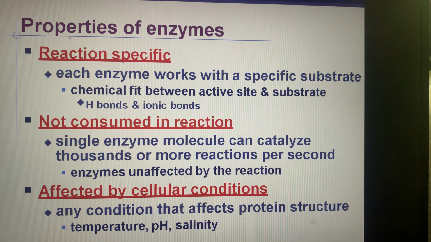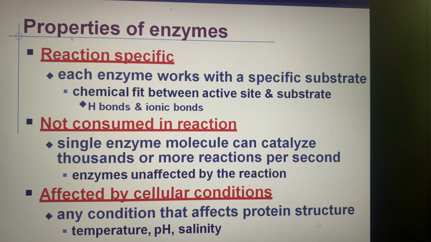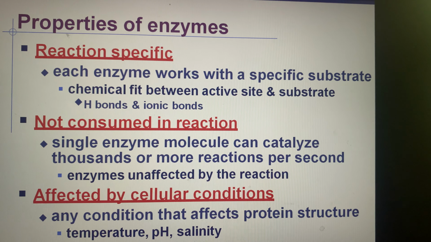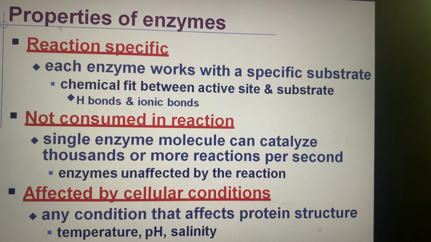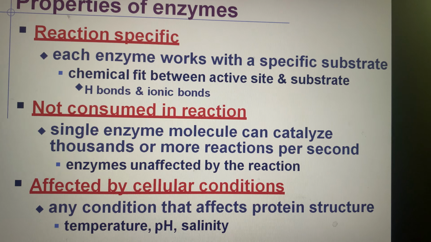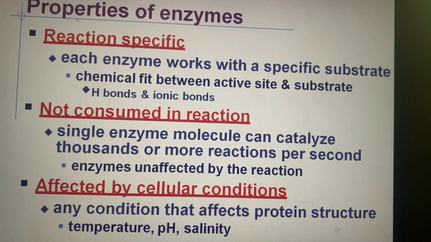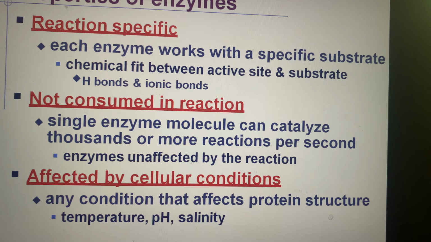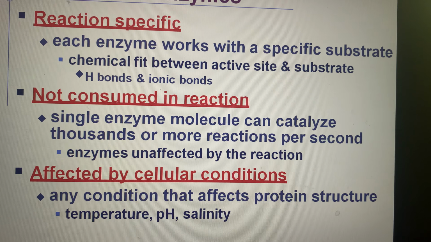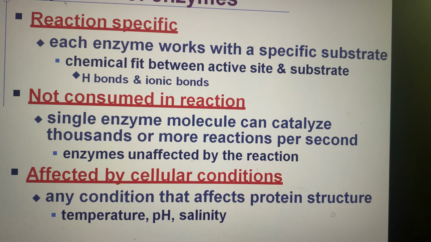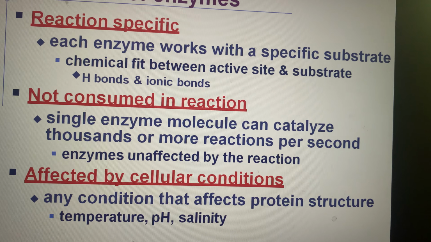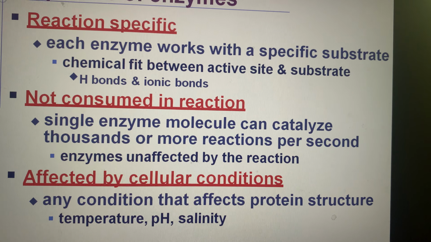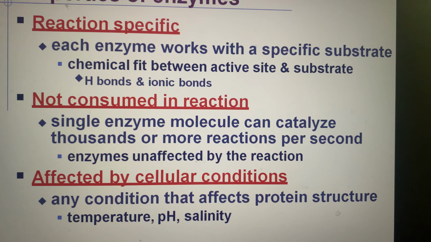Now let's talk about different properties of enzymes. The first one and the most important one among them is reaction specificity. All enzymes are specific towards the substrate. They must chemically fit between the active sites of the enzyme and the substrate as well. Hydrogen bonding and ionic bonding are also used for chemically fitting.